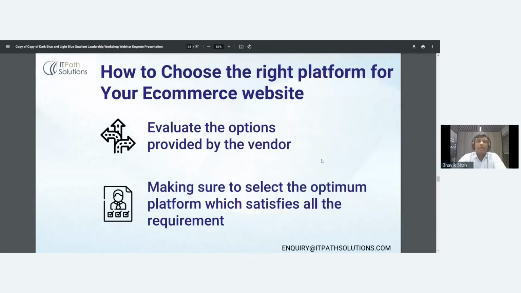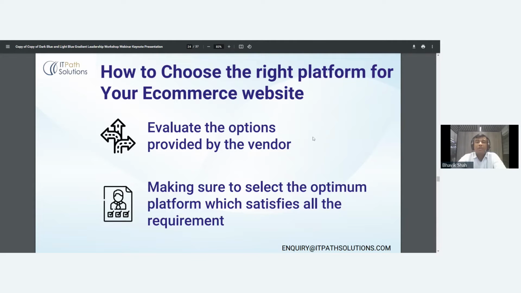Now, next point that I would like to discuss is how to choose the right platform for your e-commerce website. You see, there are a plethora of options out there for your e-commerce website or mobile application. So how will you decide which one is the best for you or which one suits you, which covers all your requirements? Evaluate the options which are provided by the vendor.